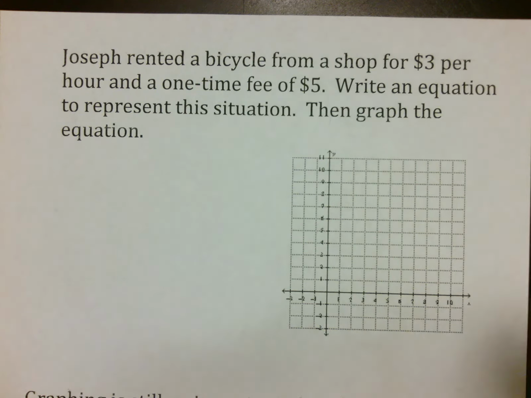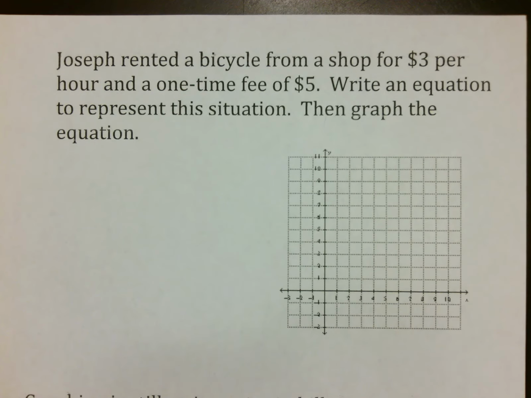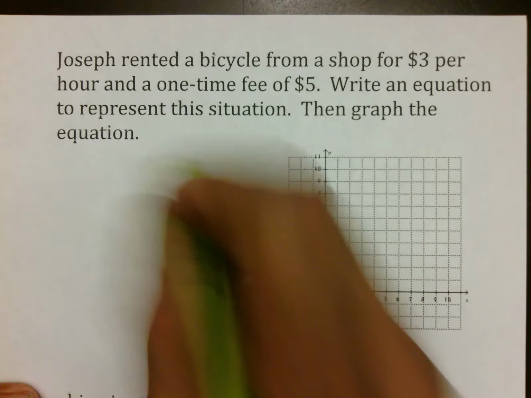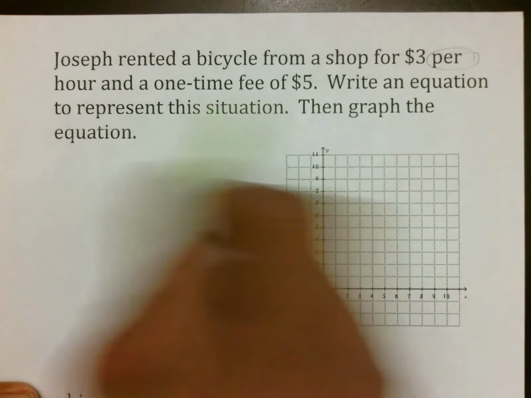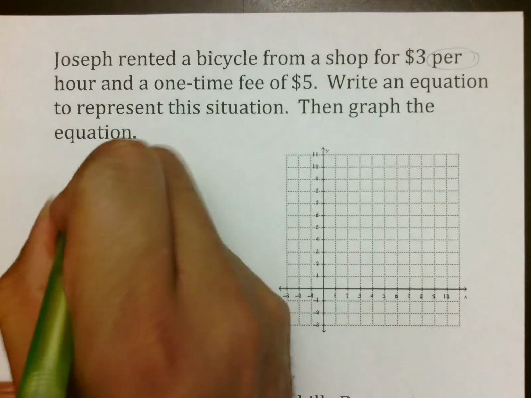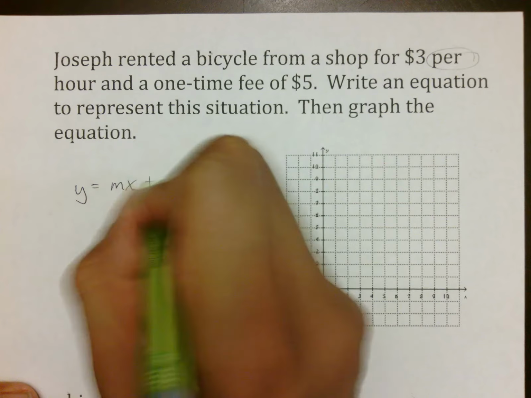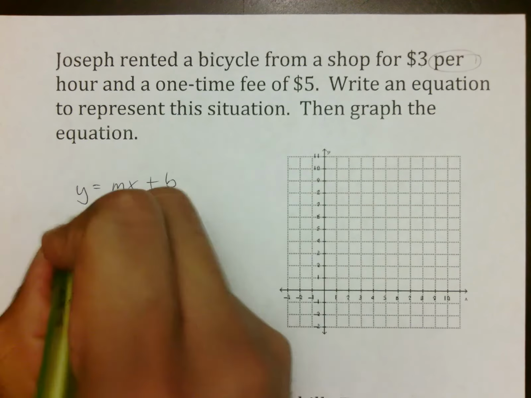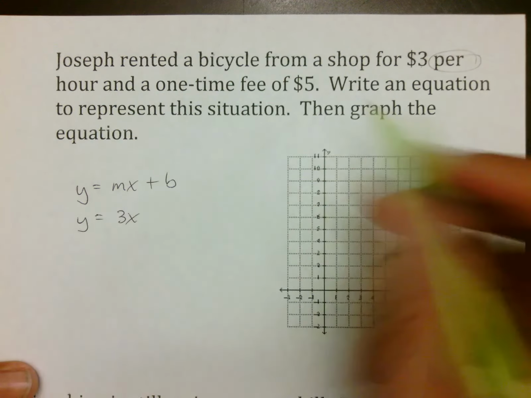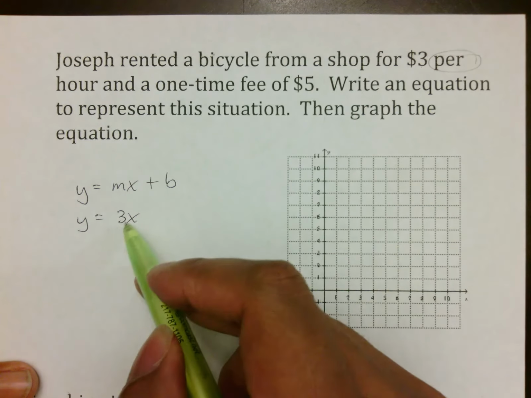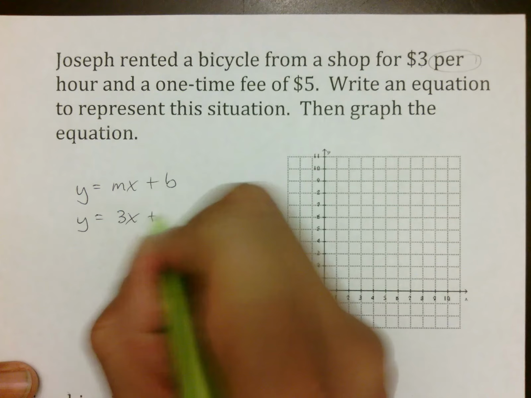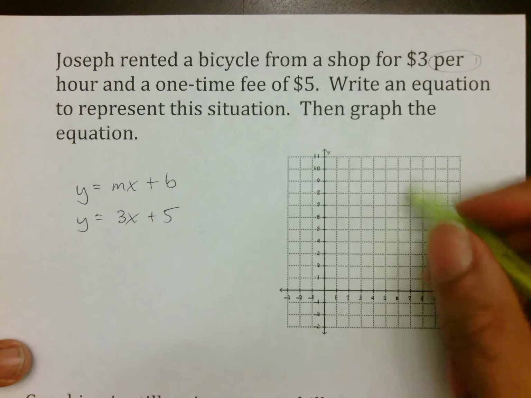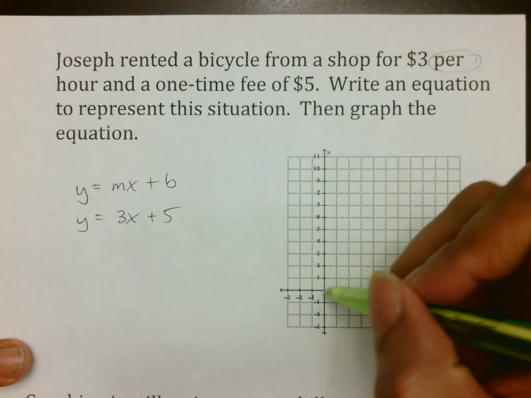Another question says Joseph rented a bicycle from a shop for $3 per hour and a one-time fee of $5. They want an equation to represent the situation. I see a per here, and I don't see anything else, which means we see one variable, which means we're going to do y equals mx plus b again. This, of course, 3 per hour is going to be my rate of change, and it is also a one-time fee. That adds on to my price, and because it's a one-time fee, we're going to add 5 to that. Then they want to graph the graph for the situation.